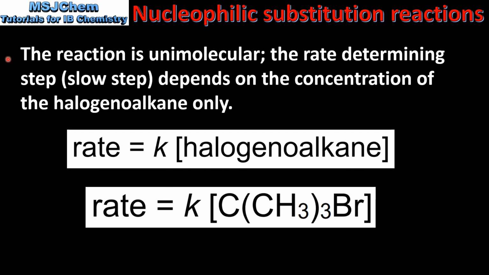Next, we look at the molecularity of the reaction. The reaction is unimolecular. The rate-determining step, which is the slow step, depends on the concentration of the halogenoalkane only. And here we have the rate expression for the previous example. As you can see, the rate-determining step depends on the concentration of the halogenoalkane only.